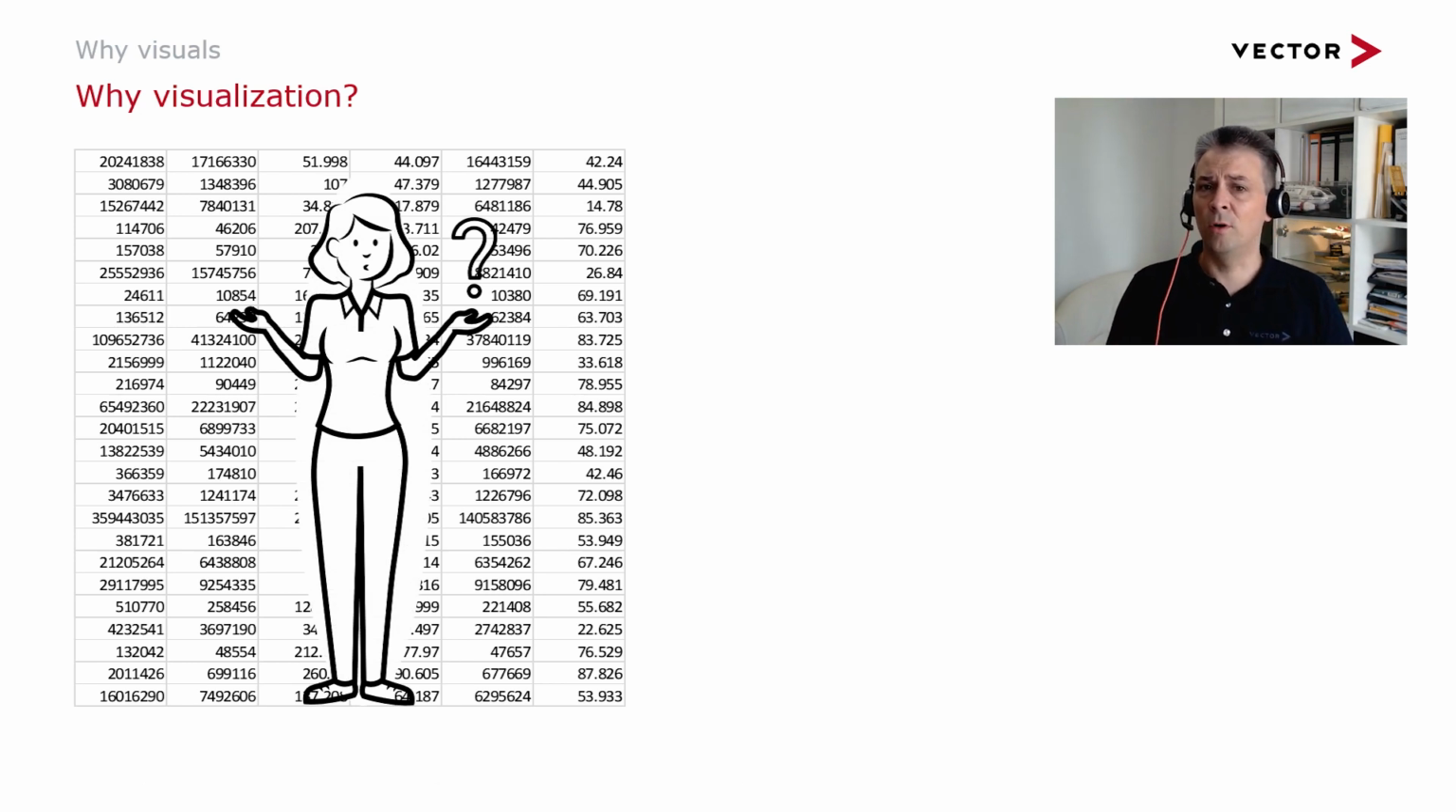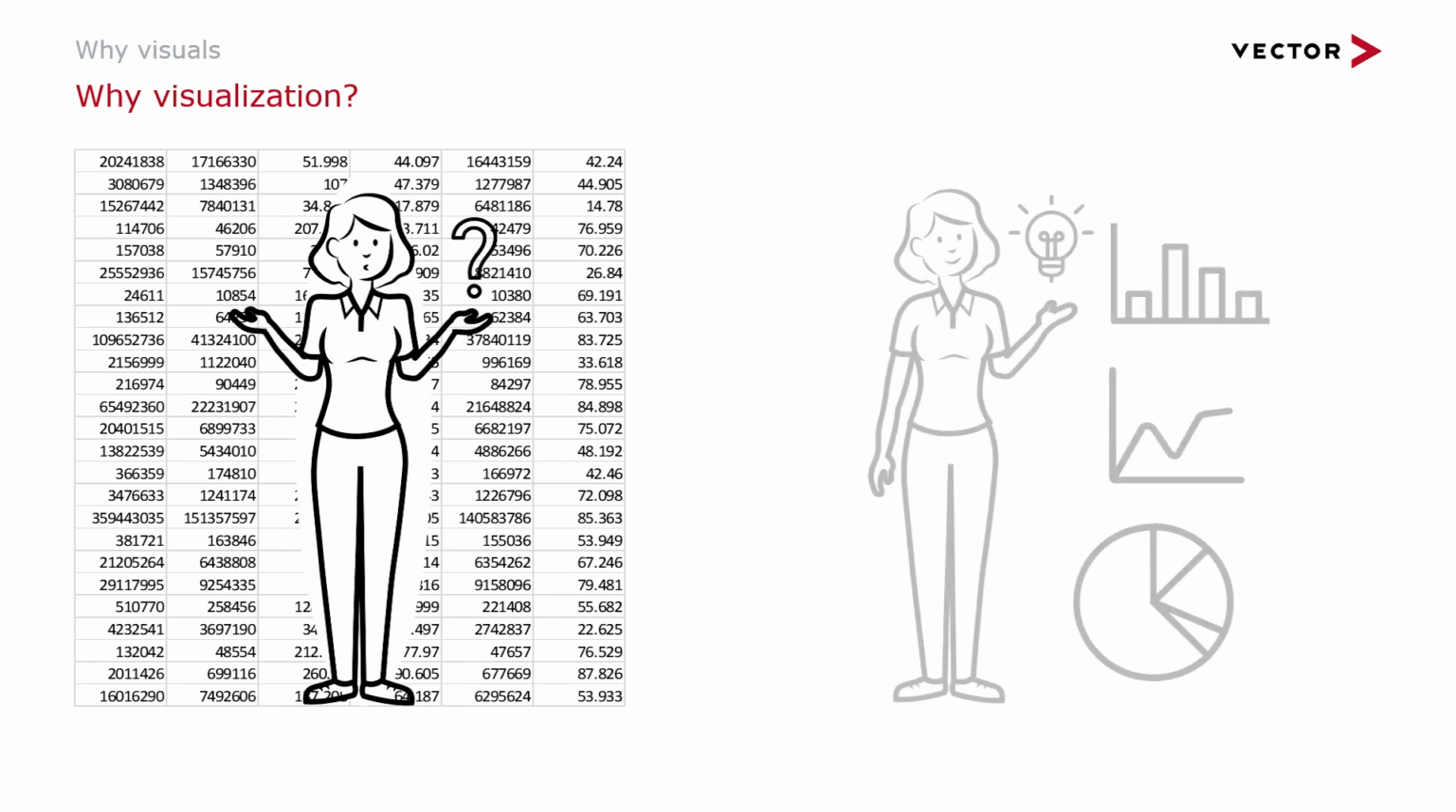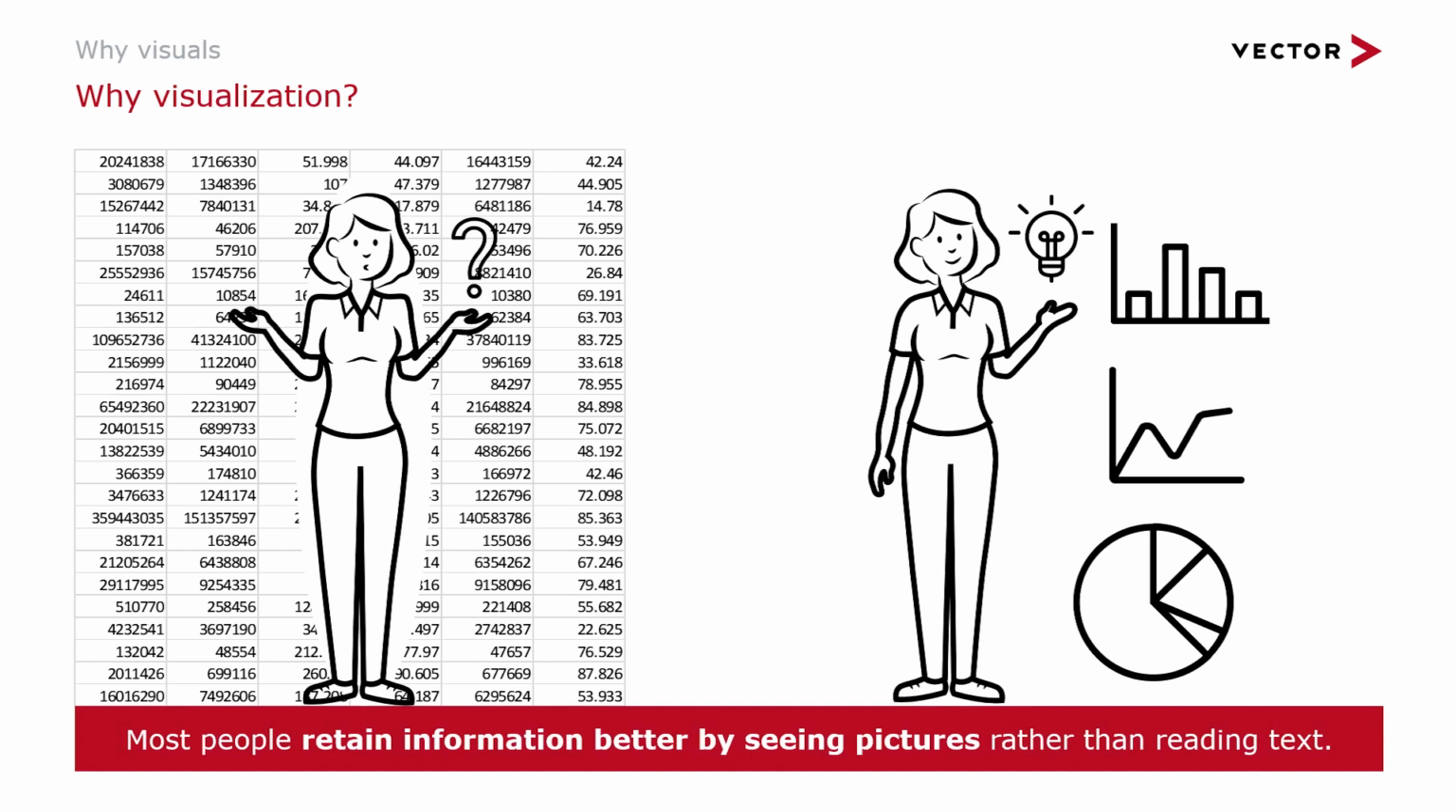Because we are looking for patterns, for directions, for distributions, and we cannot see this in the raw data. But if we use visualizations like bar charts, line charts, pie charts, then it's far easier to understand the data and to recognize how it develops, the distributions, the trends, and so on. So most people retain information better by seeing pictures rather than reading text. And so we should visualize data to see and understand what it means and derive actions from it.